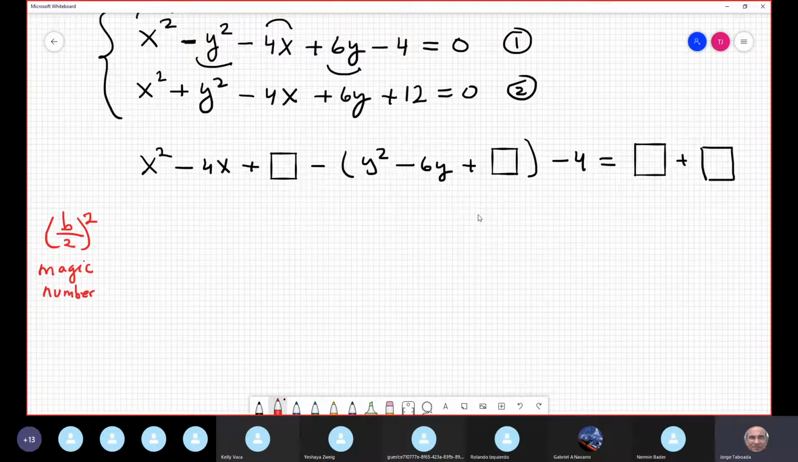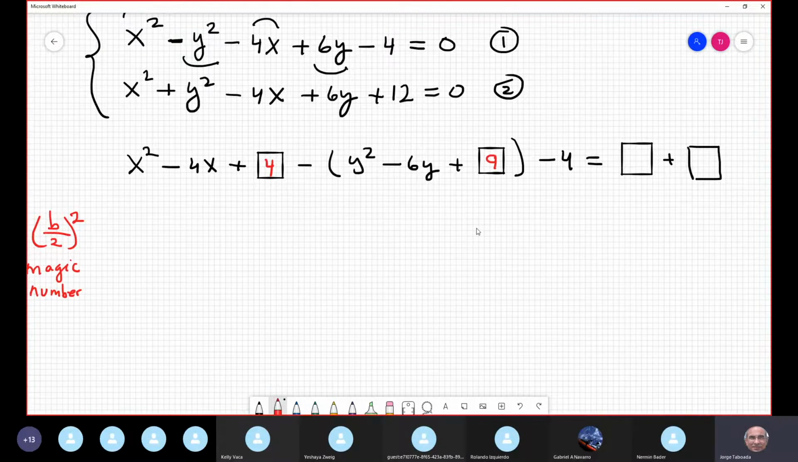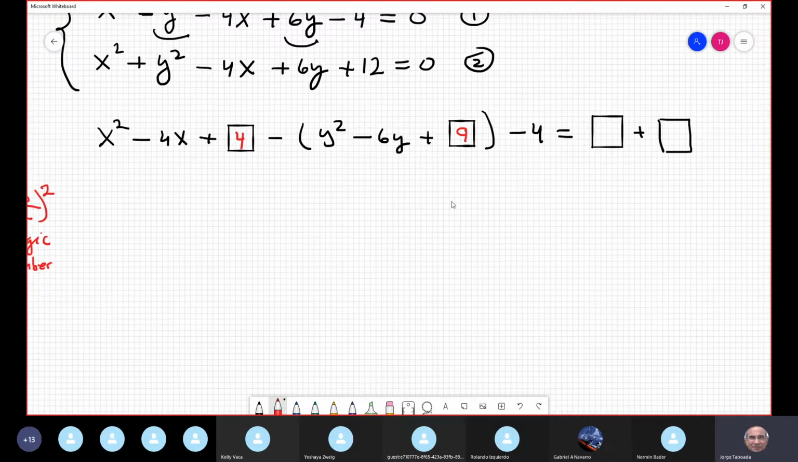And this is 4. I don't care, the sign is not important. 4 divided by 2 is 2, and 2 squared is 4. This is the magic number that completes the square of this trinomial. Likewise, in the y part, 6 divided by 2 is 3, squared 9. I create artificially these numbers, 4 and 9, and in order not to change my equation, you add 4 and negative 9.